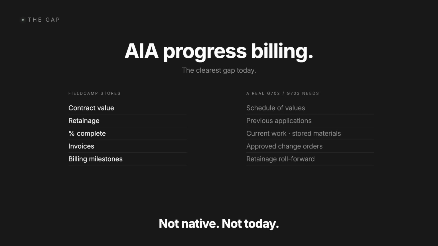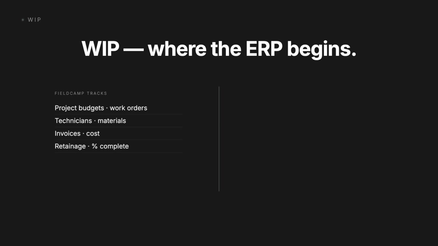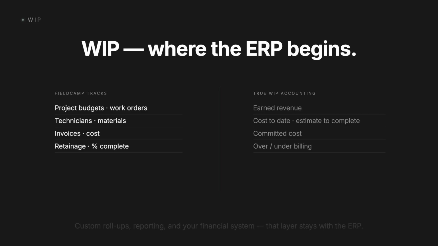Now the same honesty applies to the WIP. FieldCamp can track the project budgets, work orders, technicians, materials, invoices, cost, retainage, percentage complete, every single thing when it comes to commercial HVAC field operations. But true construction WIP means earned revenue, cost to date, estimated cost to complete, committed cost, and overbilling or underbilling, and that requires an ERP system. That level of project accounting still needs custom roll-ups, reporting, and integrations with the company's financial system.